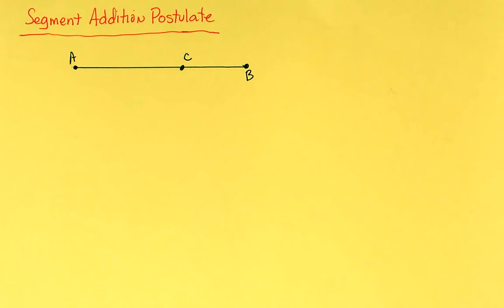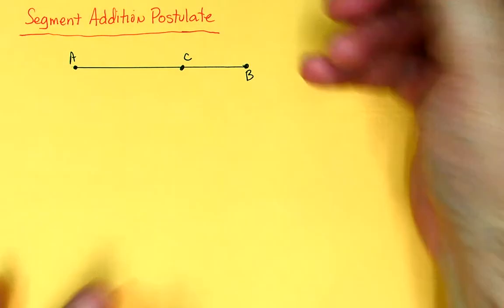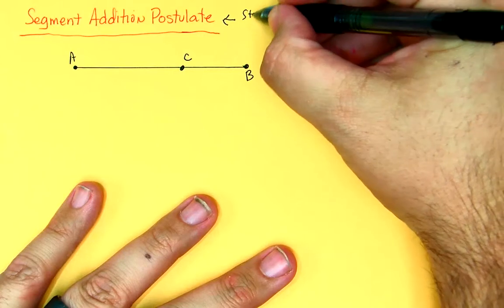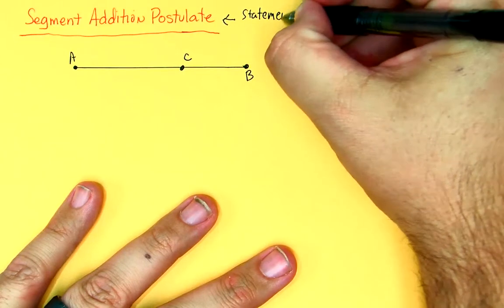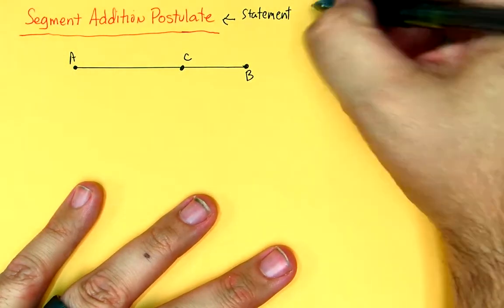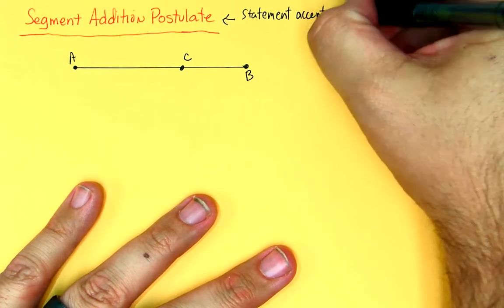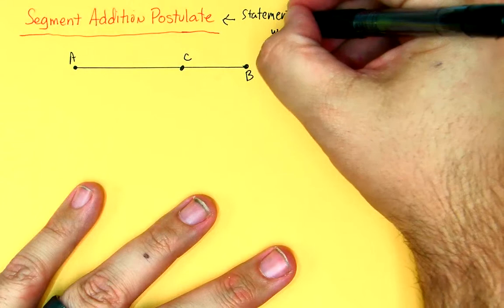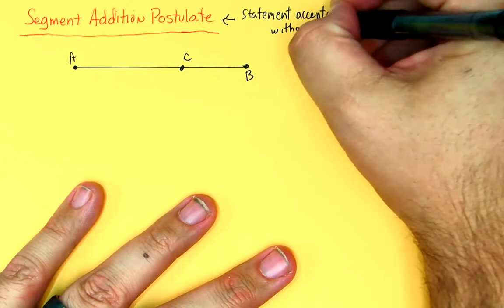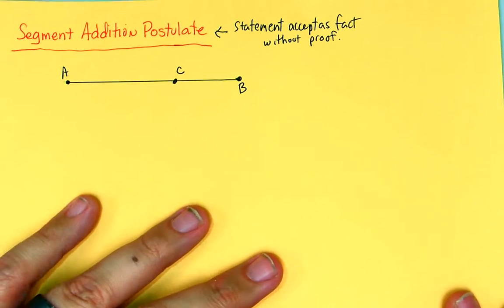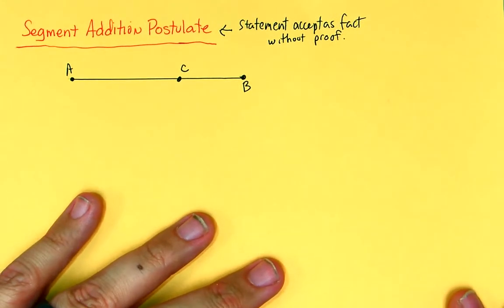The segment addition postulate is an important postulate that we're going to be dealing with all year. One thing you have to know is what a postulate is. This is a statement that we are going to accept as fact, without proof. So basically, this is the truth as we know it, without me having to prove it for you.